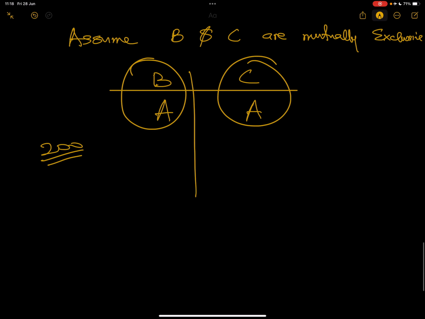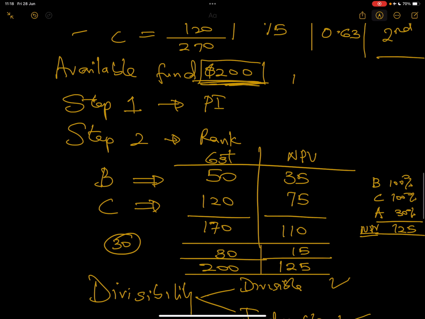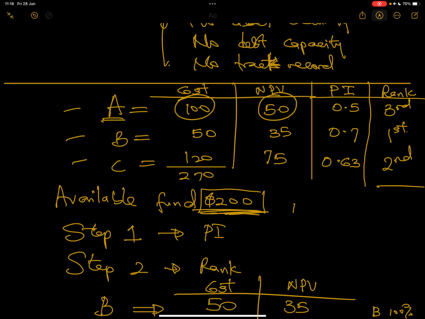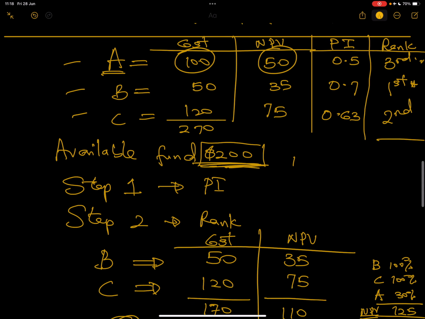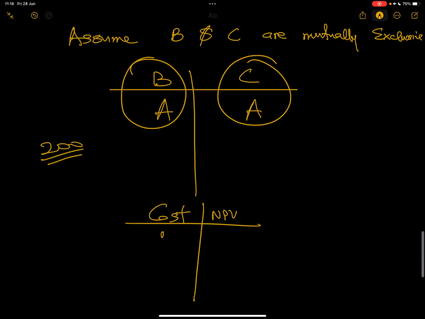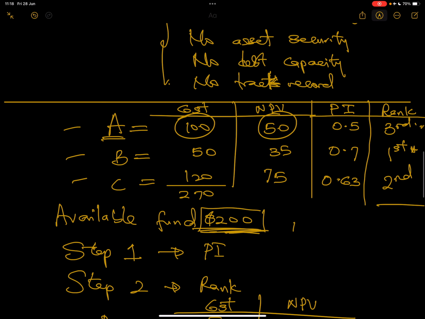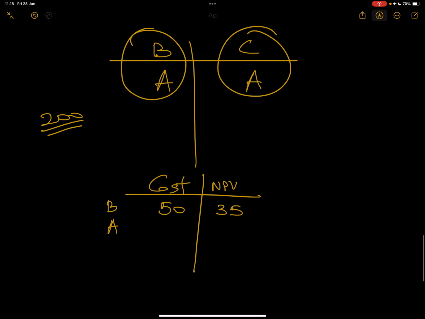So now you can go into your cost and NPV. If you do between B and A, which one will you do first? You check your ranking. Between B and A, you will do B first, because it still ranks better than A. So B will be done first, which means you will spend 50 and get 35. Then if you do A, A will cost 100 and you get 50. So you get 85 here and you have spent 150.